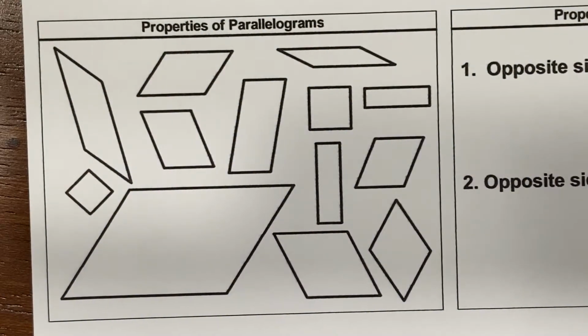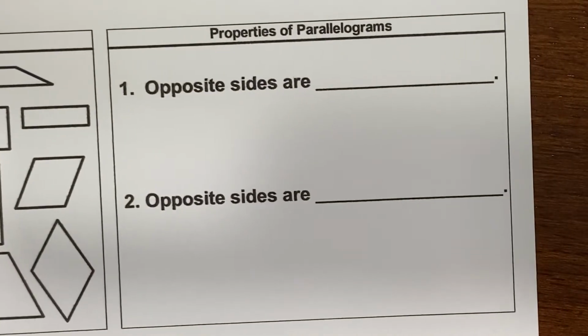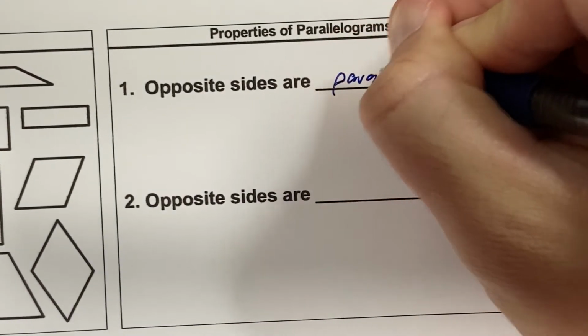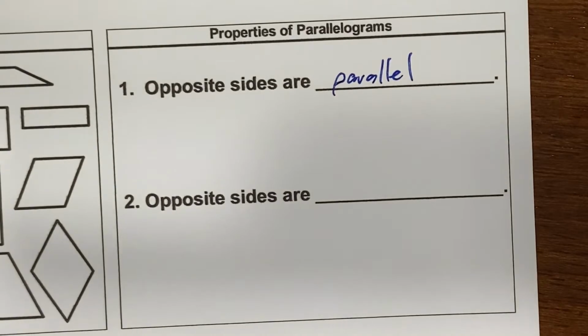We're going to look at some properties of parallelograms. So these are all parallelograms. What makes all of these a parallelogram? Well, in a parallelogram, opposite sides are parallel.